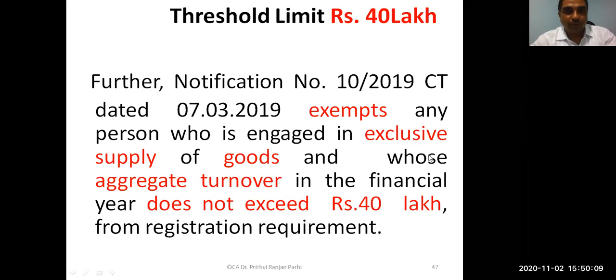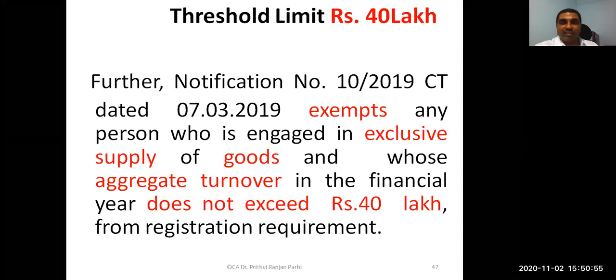You can see this particular notification number 10 by 2019, which is issued on 7/3/2019, exempts the persons who are engaged exclusively in the supply of goods. That means this exemption is not applicable for supply of services, right? This is applicable only to those people who are engaged in the supply of goods only, whose aggregate turnover in the financial year does not exceed 40 lakh rupees. That means if the aggregate turnover doesn't exceed 40 lakh rupees, they need not go for registration under GST. If they are going, they are doing it voluntarily, but there is no mandatory requirement to opt for registration. Okay, did you understand this?